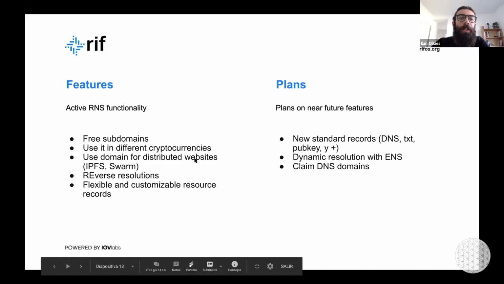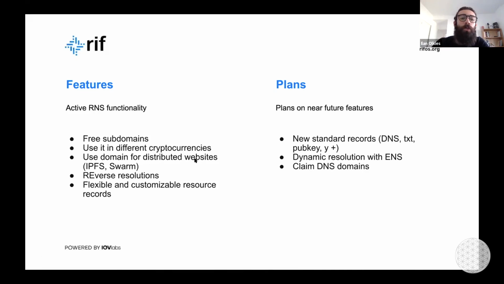Then we also enabled reverse resolutions. As I mentioned recently, you can find the address of a domain, and you can also do it the other way around if the user enabled it. So if you receive money from an address, you can analyze who the owner of this address is and try to understand who is sending you the money.